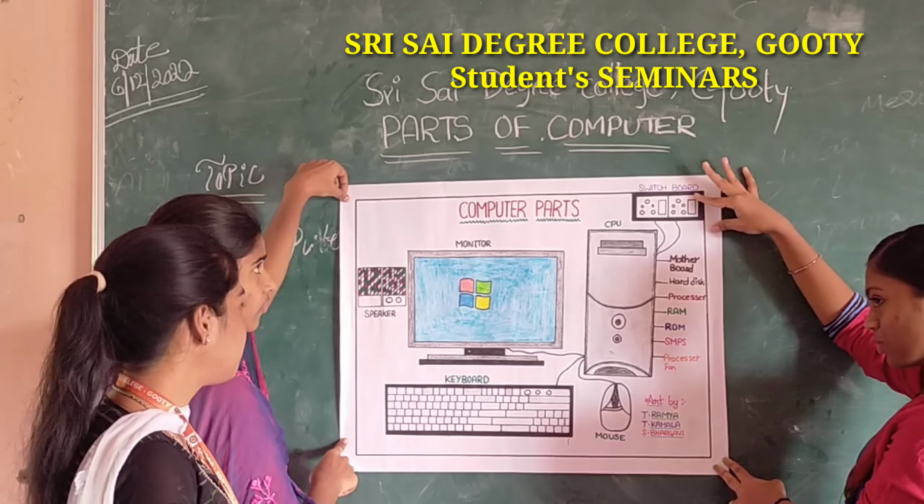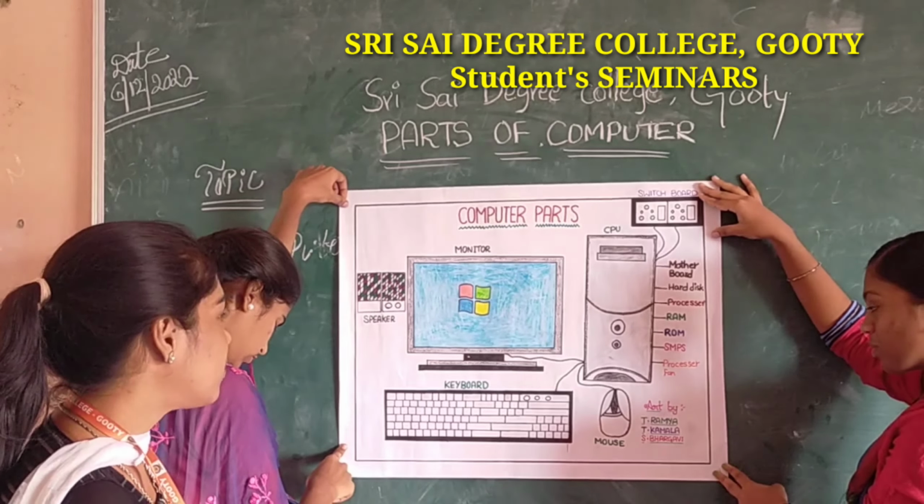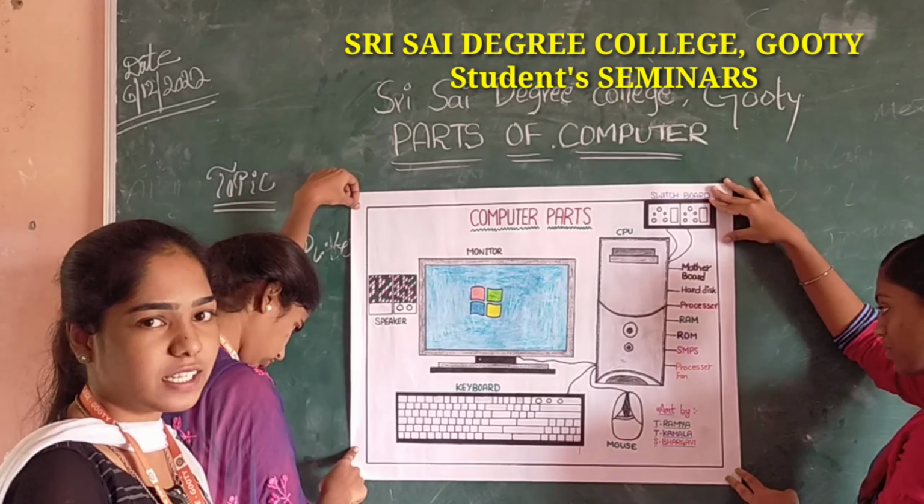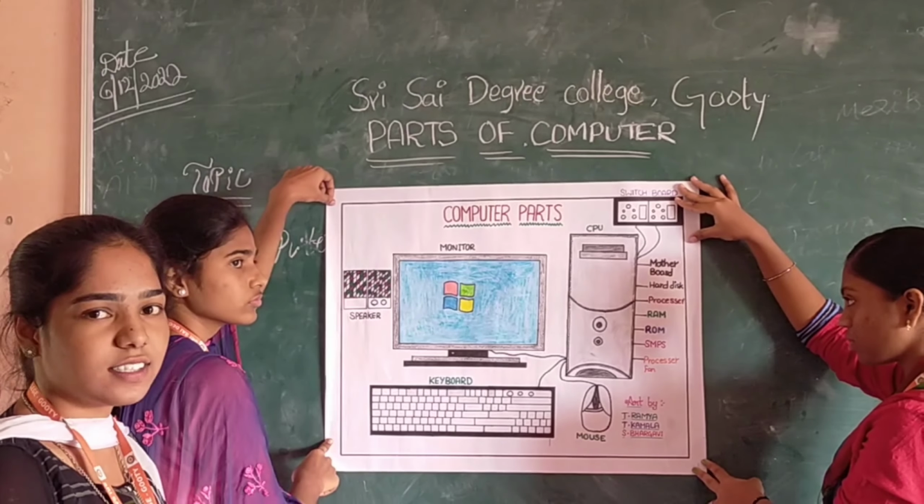Next is the speaker. The speaker is used for sound. Bluetooth connection is also used for wireless speakers. With it, we can decrease and increase the sound.